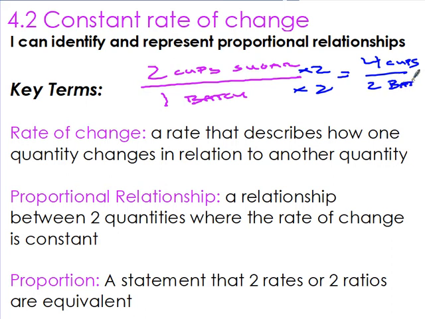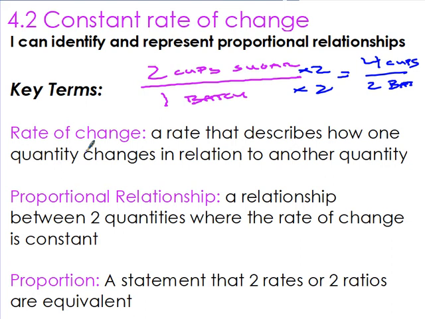These are proportional because they are equivalent. 4 cups of sugar for 2 batches of cookies is equivalent to 2 cups of sugar for 1 batch of cookies. These are equivalent fractions. They are equivalent ratios. Ratios are when we're comparing 2 quantities with one another.